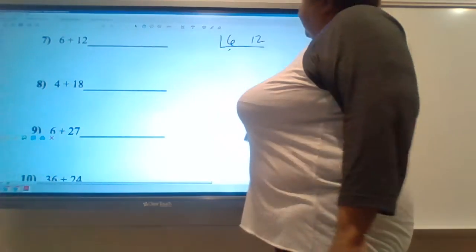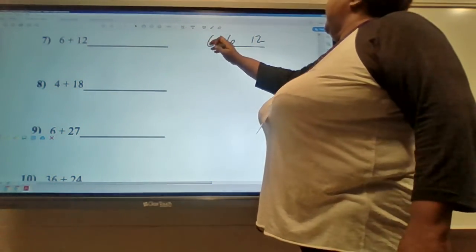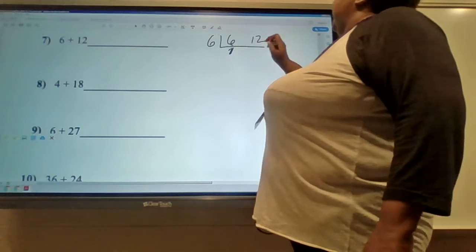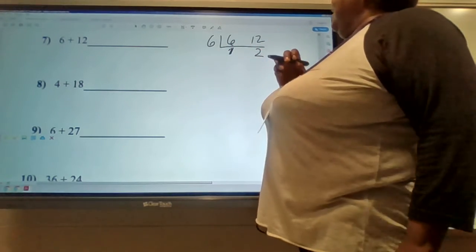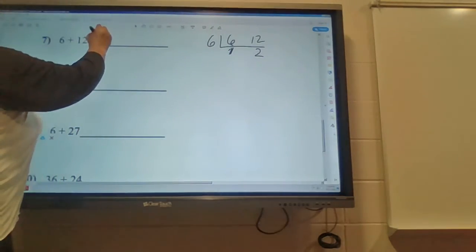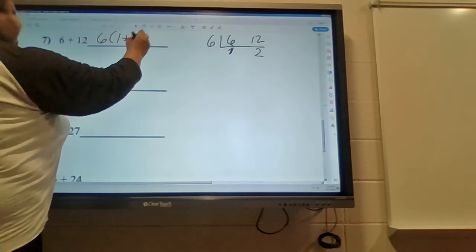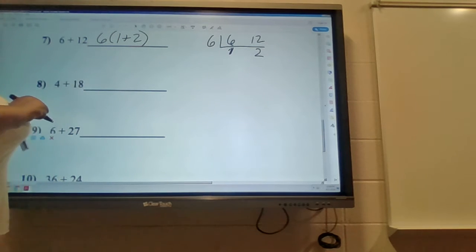6 and 12 are both divisible by 6. 6 goes into 6 one time. 6 goes into 12 2 times. I'm down to 1 and 2. I'm done. 1 and done. GCF, 1 plus 2. Number 8, let's pause, see if you can do it, and then we'll come back.